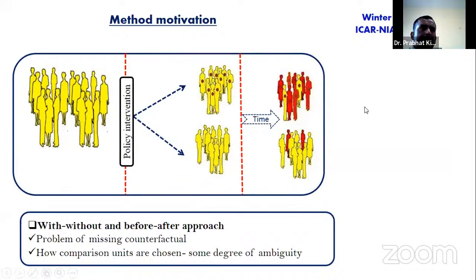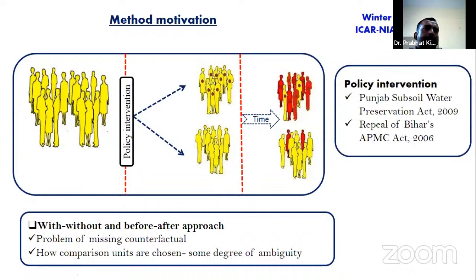And third, there is policy intervention. In 2009, the Punjab government enacted the Punjab Subsoil Water Preservation Act. This was to control the depletion of the groundwater level by changing the date of sowing the paddy crop and its transplanting. They fixed a certain date. Before that, you cannot sow the paddy nursery and transplant it. If someone does, there is a fine, and they will destroy the field. This was based on the idea that it will control groundwater depletion.